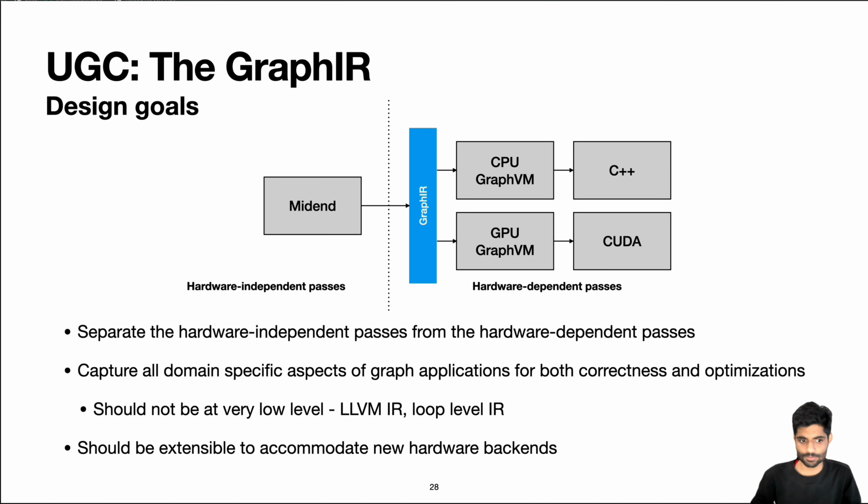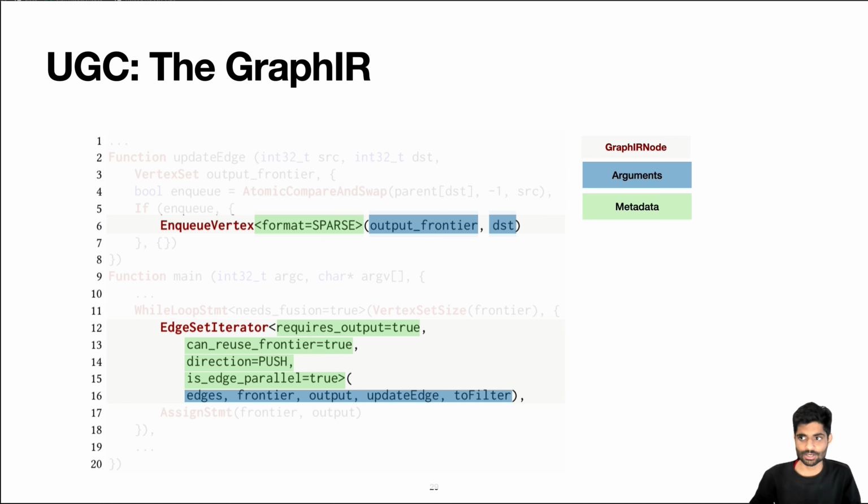Here is a simple example of the graph IR generated for the BFS application. The graph IR nodes capture the features required for correctness by means of arguments, shown here in blue, and the features required for the optimizations with the extensible metadata, shown here in green. More details about the graph IR are laid out in our paper.